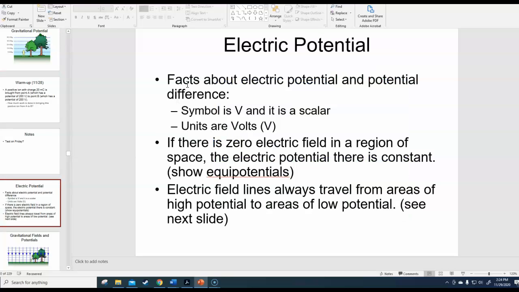I'll tell you some facts about electric potential, and I think I said these before. The symbol for electric potential is a V. Electric potential is a scalar. The units for electric potential are the volts. Some other facts that you need to know: if you have a zero electric field in a region of space, the electric potential there is constant. And then most importantly, electric field lines, which we've talked about before, always travel from areas of high potential to low potential.